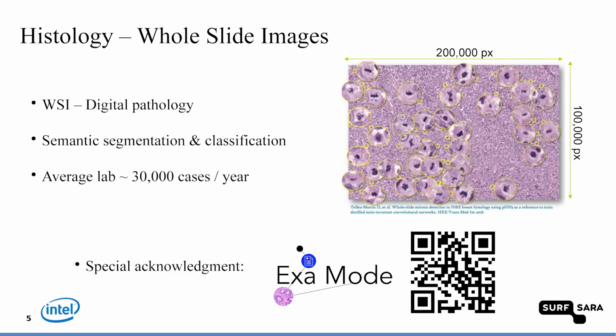This technique is rather new. WSI stands for whole slide images. And these biopsies are very large in dimensionality. You can see the pixel count on that image there. This is a sample of this kind of images. It is about 200,000 by 100,000 pixels. Hence, it's called a Gigapixel image.